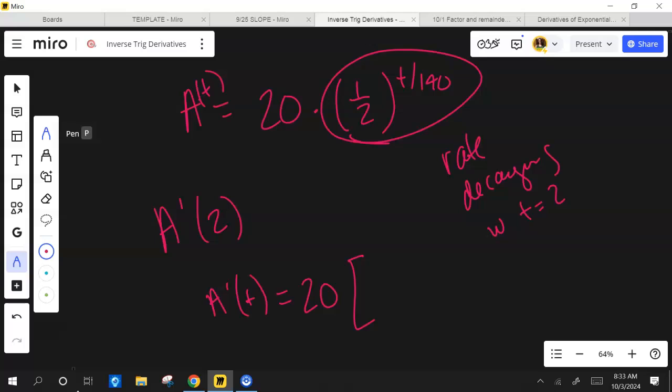It's that constant coefficient. All right, so now I'm going to do a to the x. So 1/2 to the t over 140 times natural log of 1/2, but now I have to chain it. What is the chain of this? That's it.